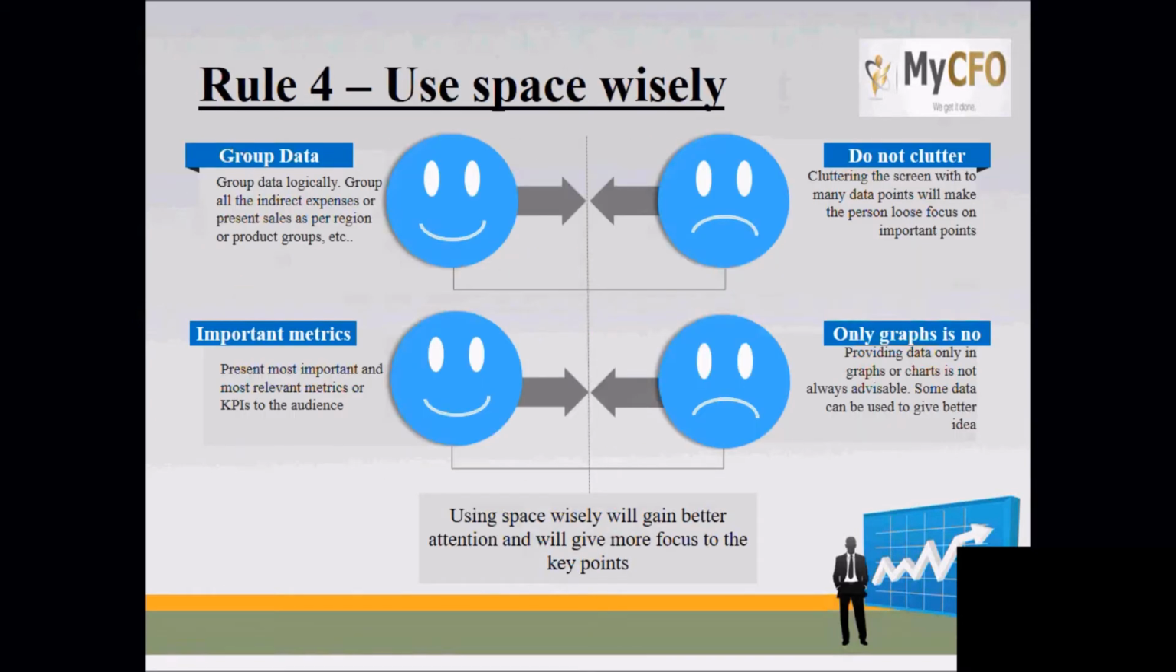Rule number 4, use space wisely. But how to use the space correctly and wisely? The basic thing that needs to be understood here is that we can group the data logically. For example, all the indirect expenses can be grouped. The sales as per region or product groups can be grouped together and shown.